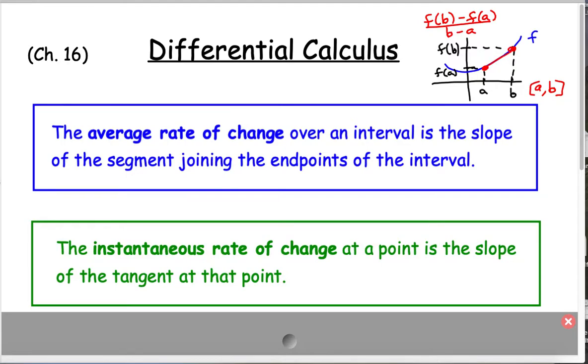Where's my second point? That's not it. Doesn't want to move. There it is.